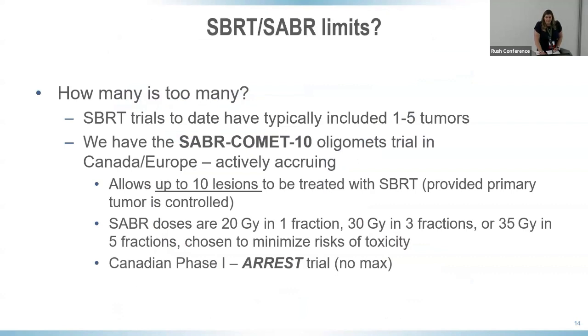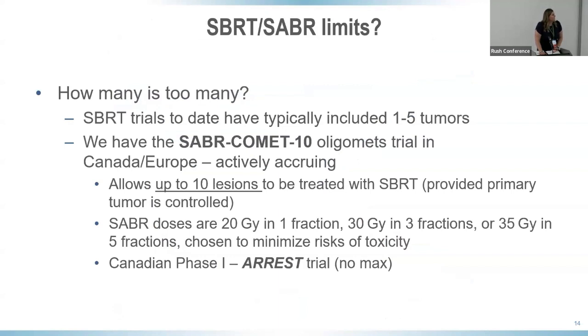So what are the limits? Well, how many is too many? We don't know, but to date, we typically include 1 to 5 tumors. The SABR-COMET 10 was a trial in Canada and Europe, which is actively accruing, and it allows up to 10 lesions to be treated with SBRT, provided that their disease is otherwise controlled.